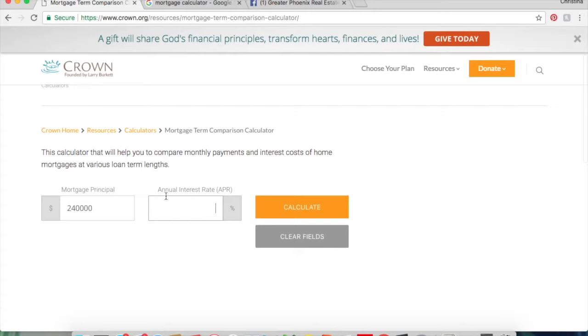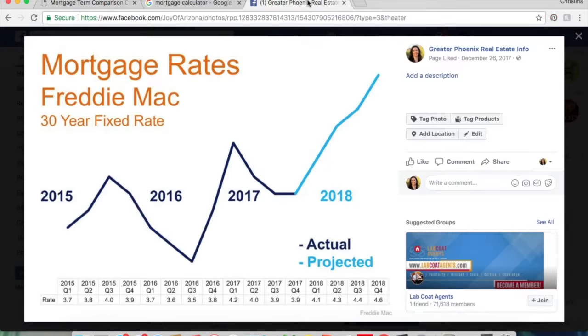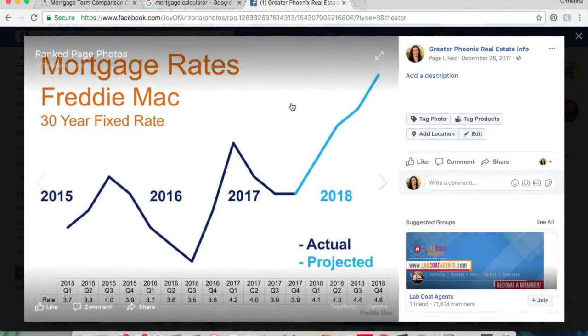We're going to come next to the annual interest rate, your APR. Now, this number changes, and you're not going to know exactly what it is until you've talked to a mortgage professional and gotten yourself pre-approved. I'm going to take you to my Facebook page just for a second. If you're new to this, you may have no idea where to begin as far as what mortgage interest rates are right now.